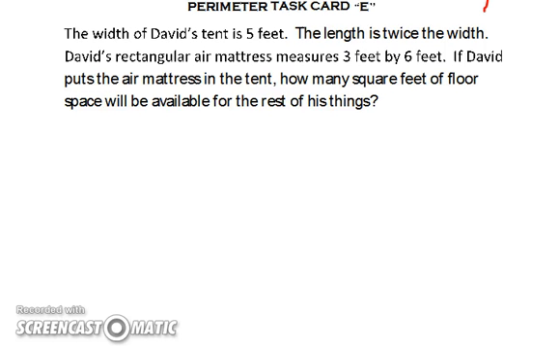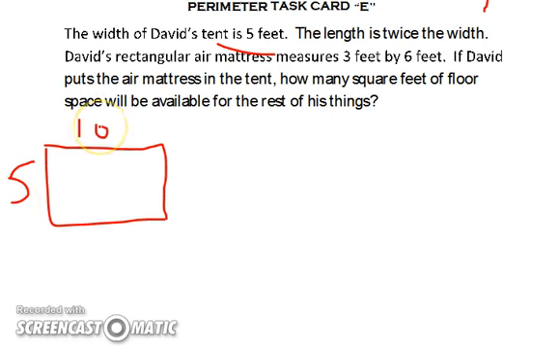Alright, let's just start with the tent. Let's find the floor space of the tent, which would be area. So let's make the tent. It says the width is 5 feet, and the length is twice the width. So what is 2 times 5? 10. So the area would be length times width, which would be 5 times 10, 50 square feet.